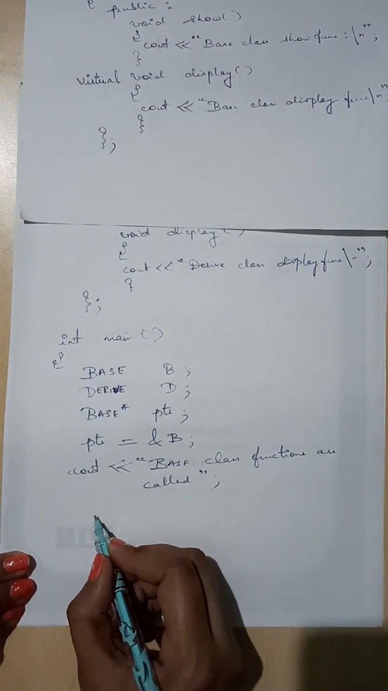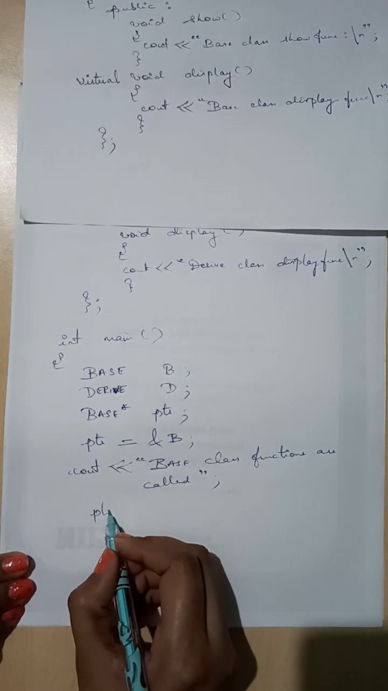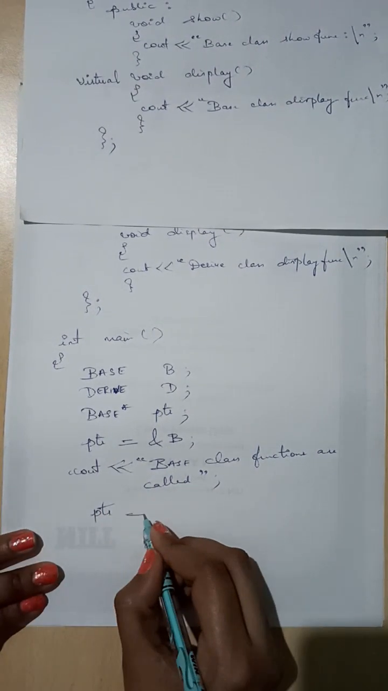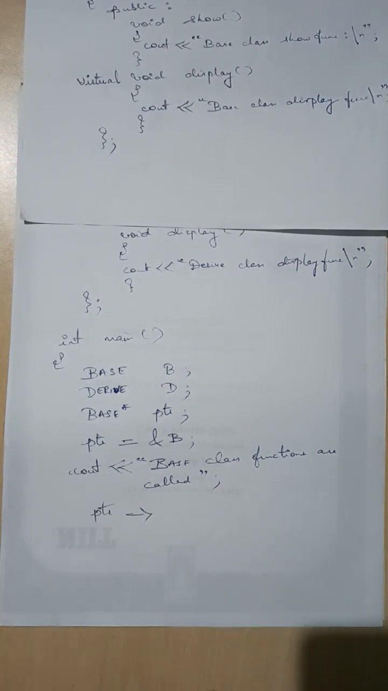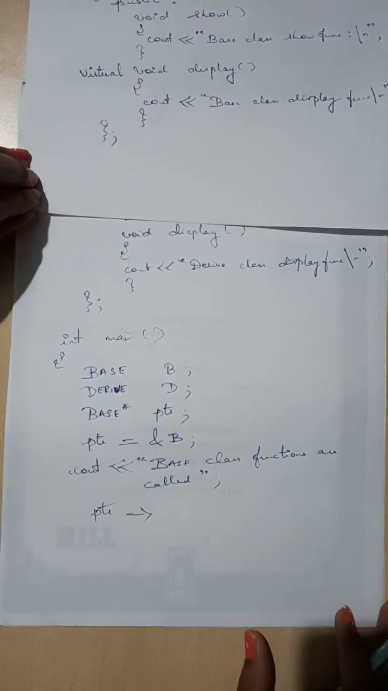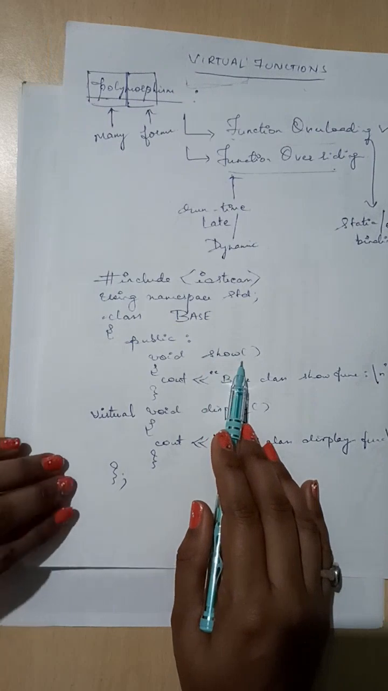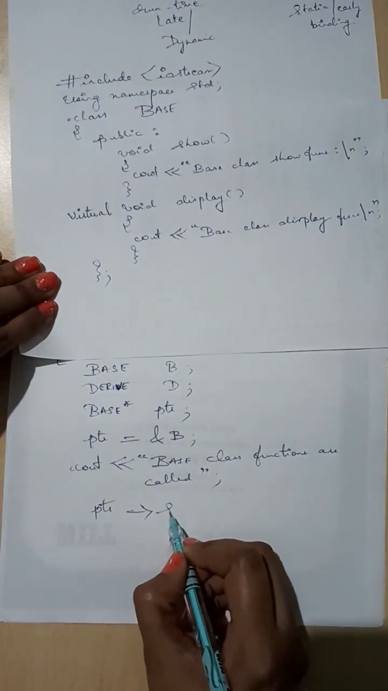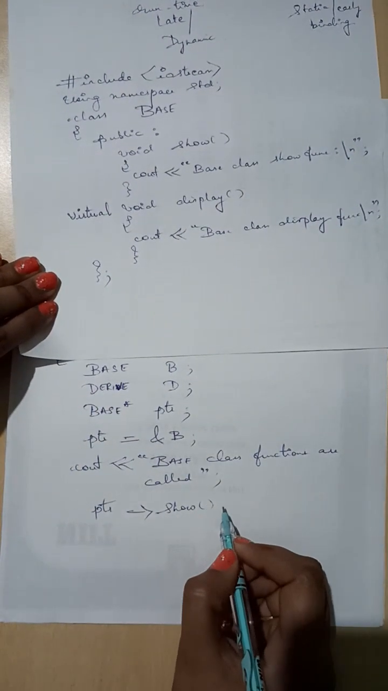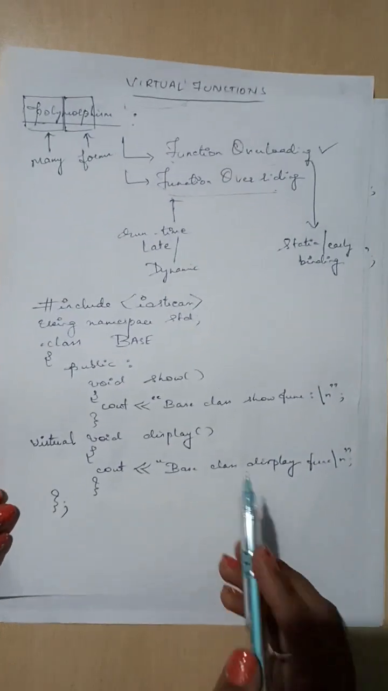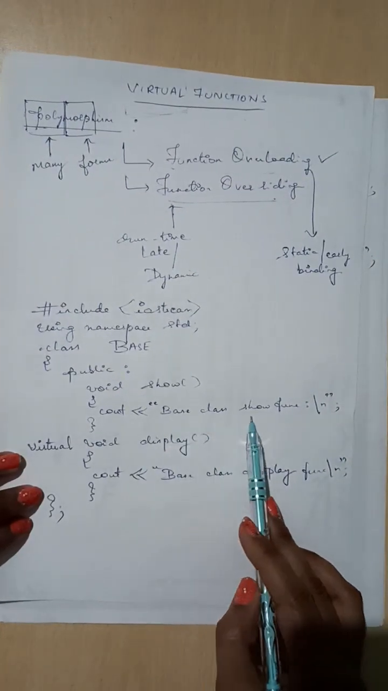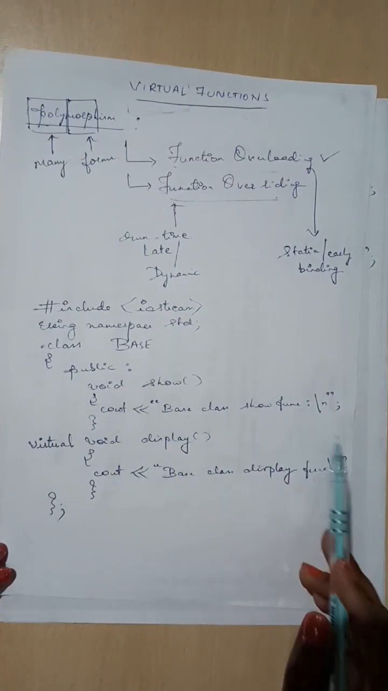So with the help of this pointer object, use the arrow operator and I will call the member functions of the base class. So if I say show, then what will be my output? I will get the output as base class show function.